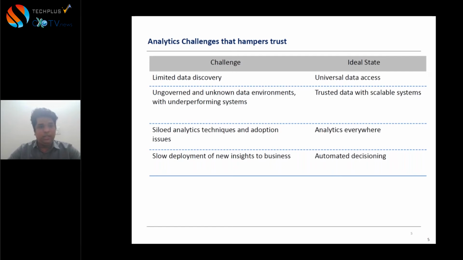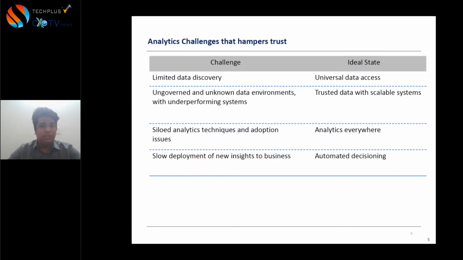Then the third one is having a siloed analytical structure in which different pockets of the firm have analytics teams, but there is no centralized analytics structure. What I've seen is that a federated analytics structure in the absence of a centralized analytics structure creates adoption issues and harms the organization more than it benefits it.